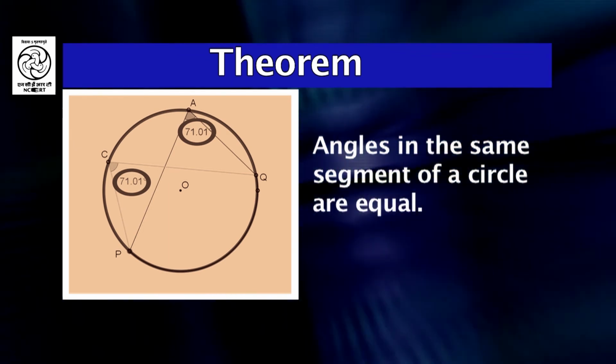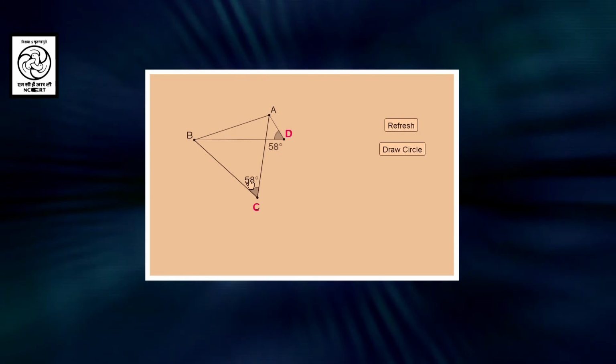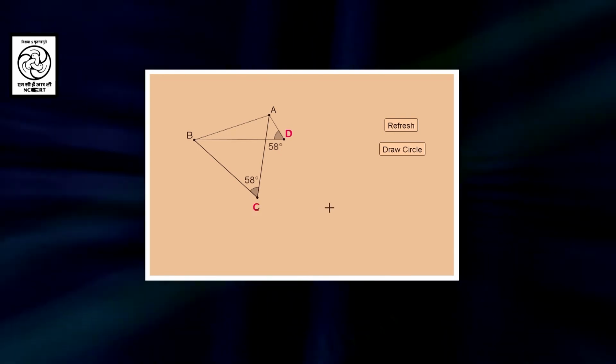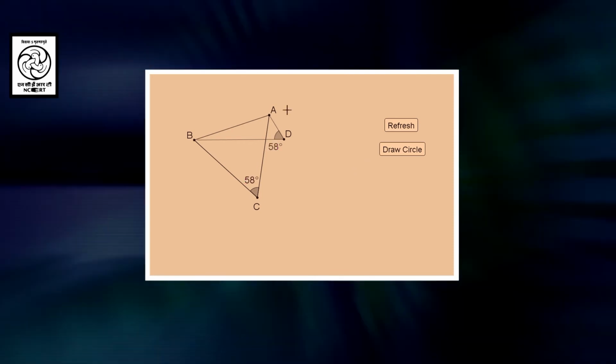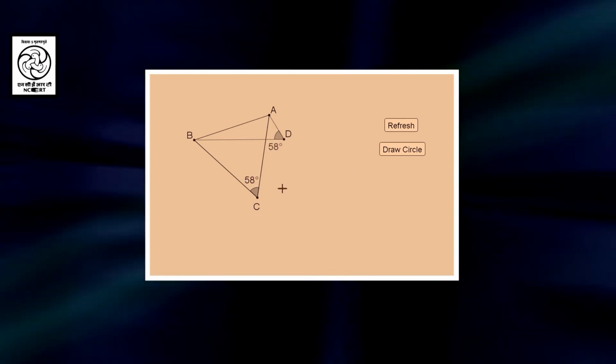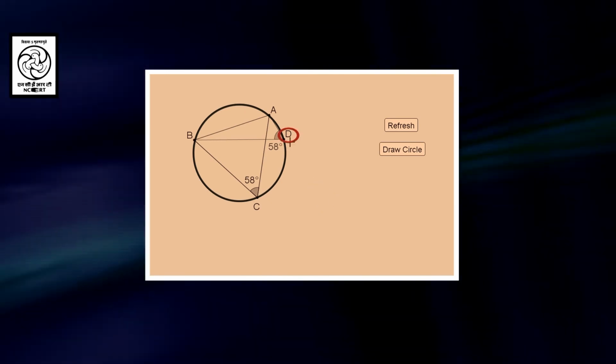Now, the question is, is the converse also true? That means, if the angles are equal, then will these 4 points lie on the same circle? Let us verify. Here 2 points C and D on the same side of the line segment AB subtend the same angle. Let us draw a circle through A, B and C. So, you can see that the circle also passes through D.